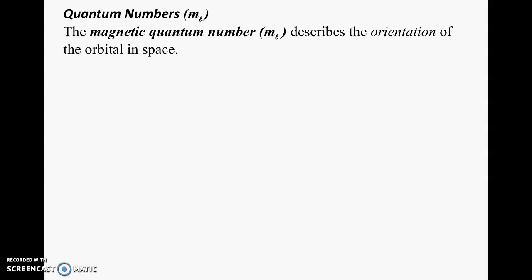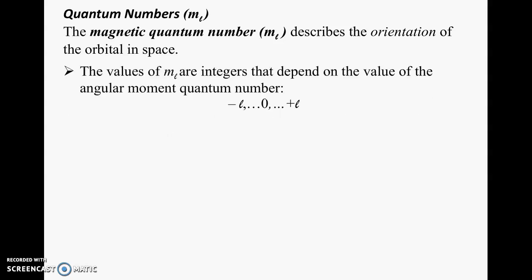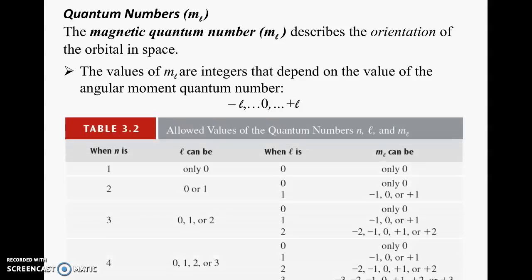This describes the orientation, which way it's pointed in space, and the values that you can get for the magnetic quantum number depend on the value of L, that angular momentum quantum number, and it can go from minus L through 0 to positive L, and I'll give you some examples. So this is a nice chart.